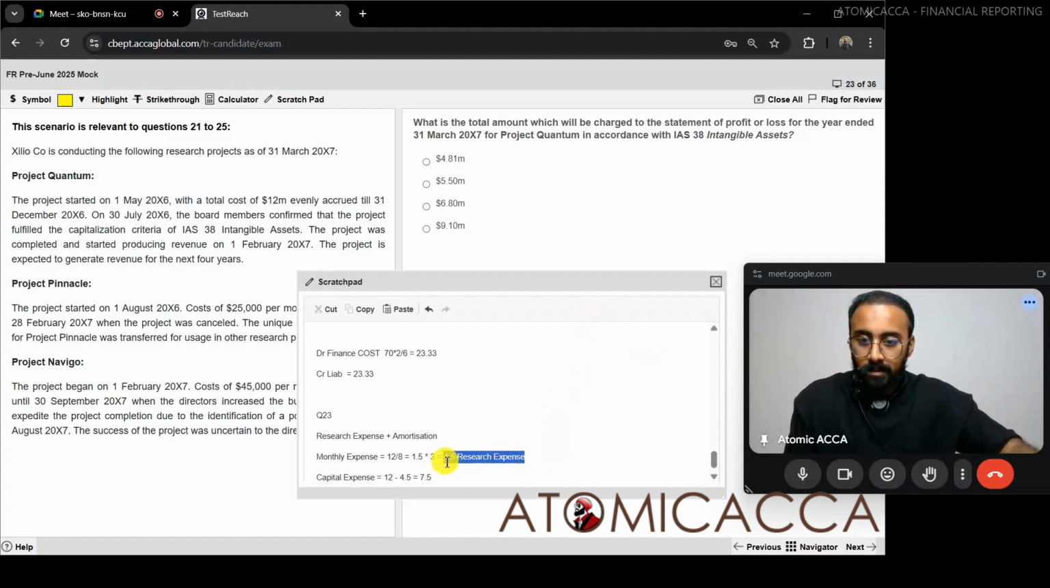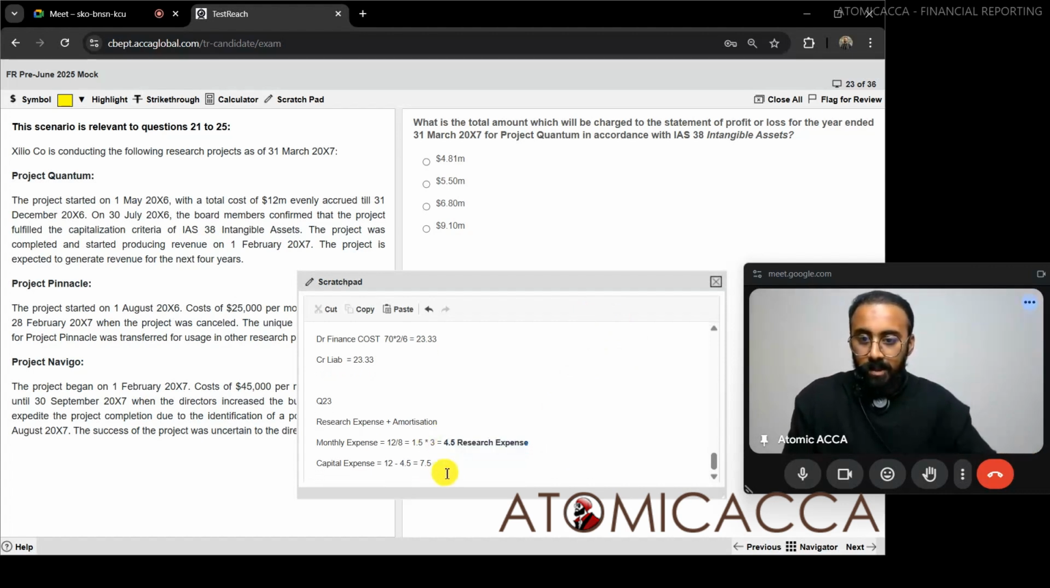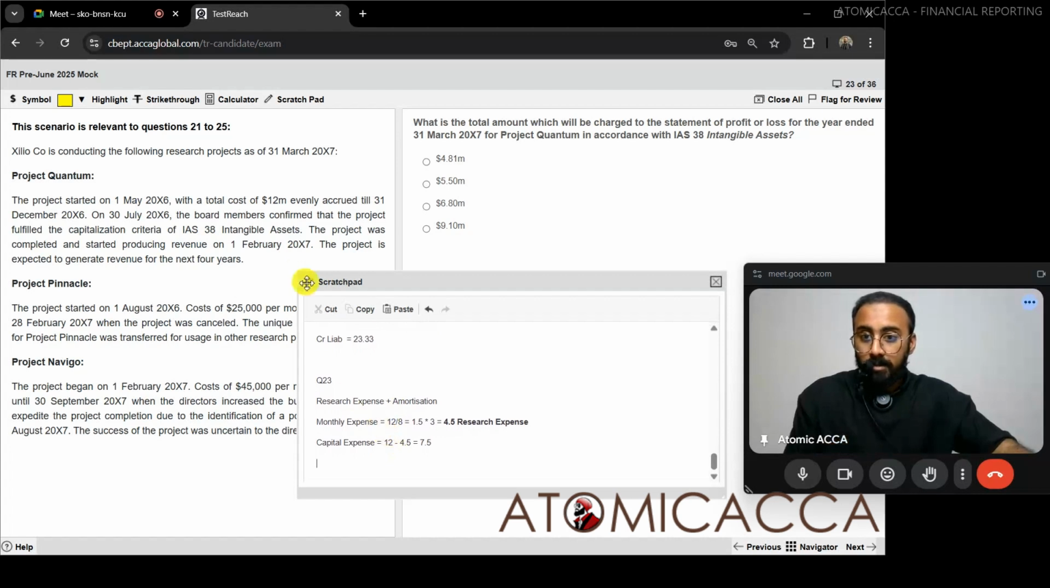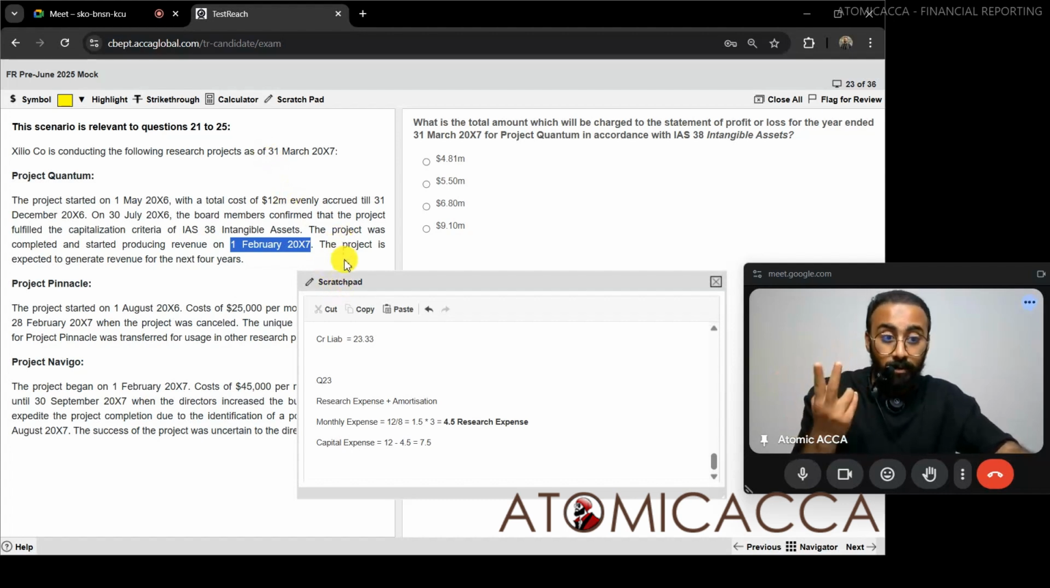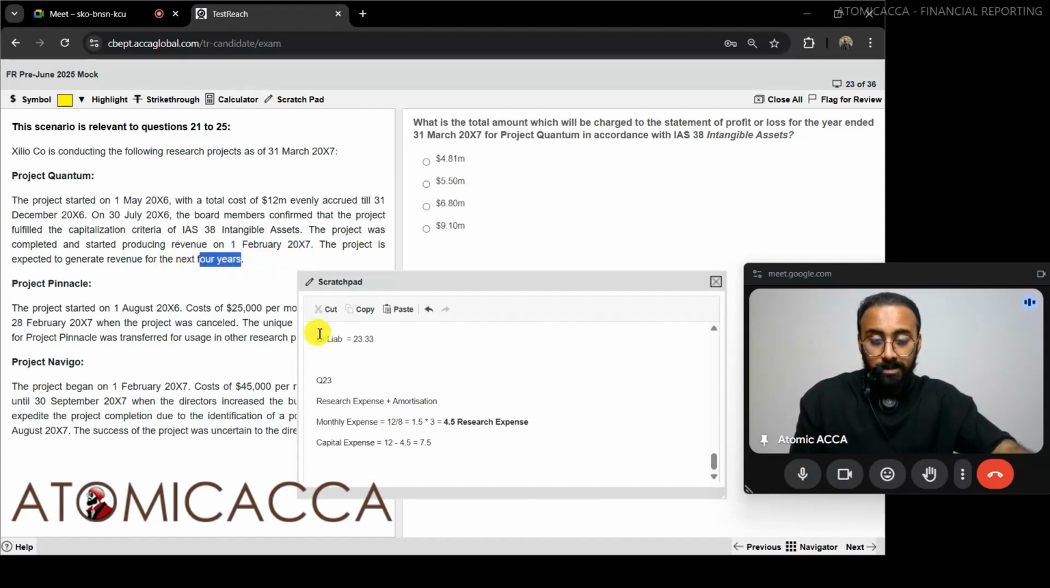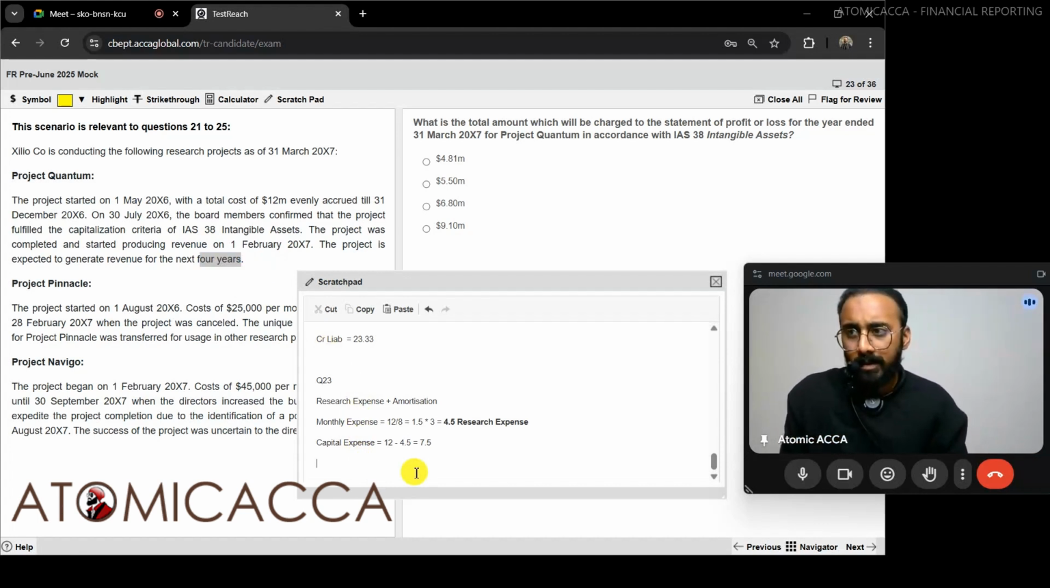Now this capitalization, I have to amortize it. What is the amortization criteria? Revenue, income, economic benefits should start. When is it starting? 1st February X7. When is the year ending? 31st March X7. So I need to find the amortization for 2 months, February and March. What is the total time period? It is 4 years. So 4 years means how many months? 12, 24, 36, 48. So out of 48 months, I need 2 months.